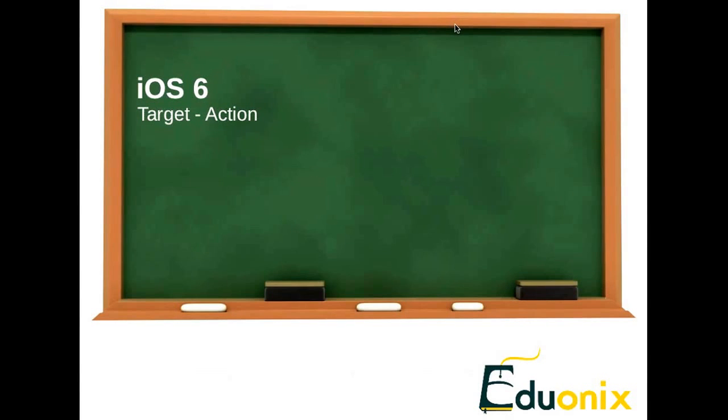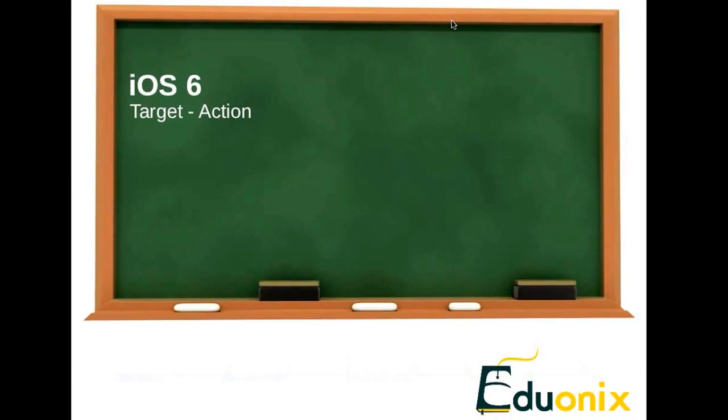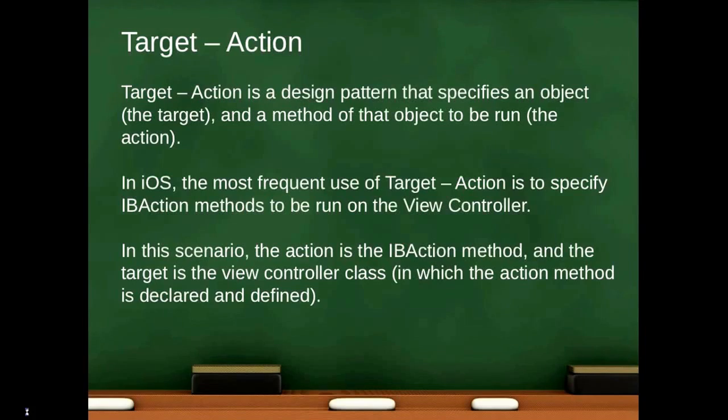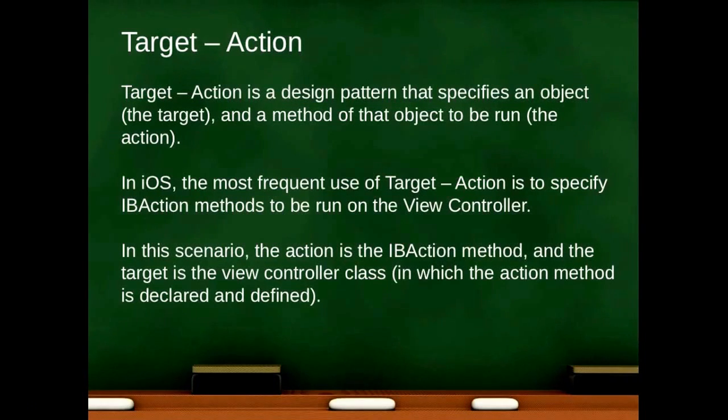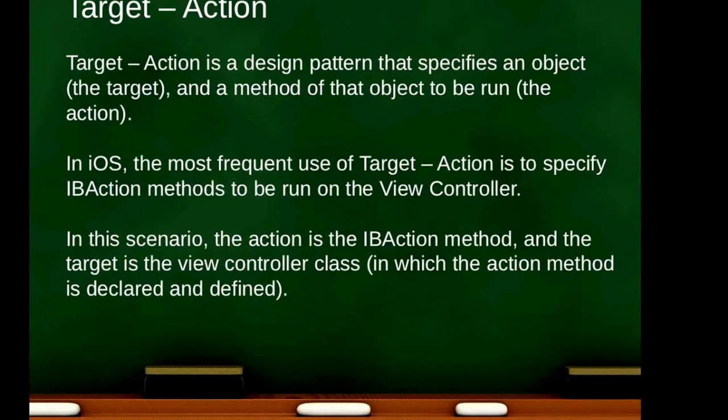Hi, in this discussion, we're going to talk about a design pattern that we use many times in iOS 6 and Objective-C called target action. So let's get started with this. Target action is simply a design pattern that specifies an object, which we call the target, and a method of that object, which we call the action, to be run when something happens.